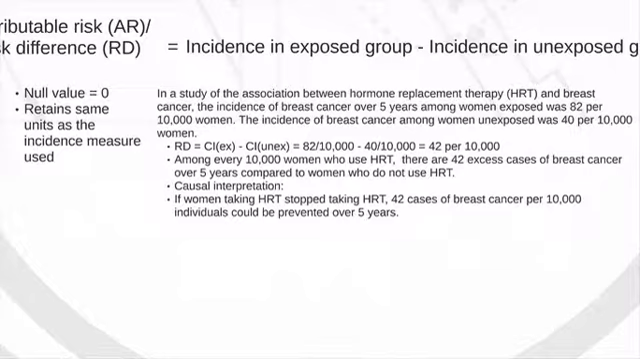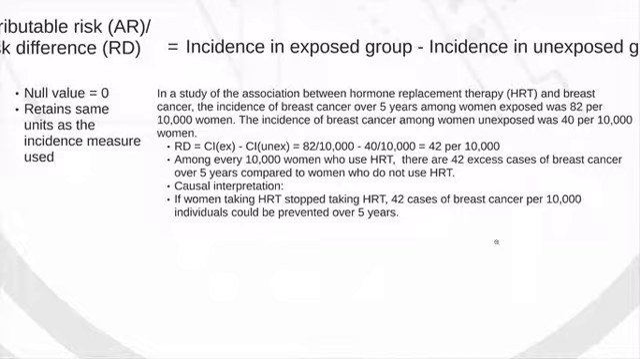We want to know how many cases of the disease were attributable to our exposure. What is that bump up in cases beyond our background risk? So we're just going to calculate a risk difference, taking our cumulative incidence among the exposed and subtracting our cumulative incidence in the unexposed. Here we take 82 per 10,000 minus 40 per 10,000. You can just subtract 40 from 82, and we end up with 42 per 10,000. So what this means is that among every 10,000 women who use hormone replacement, there are 42 excess cases of breast cancer over 5 years compared to women who do not use hormone replacement therapy.